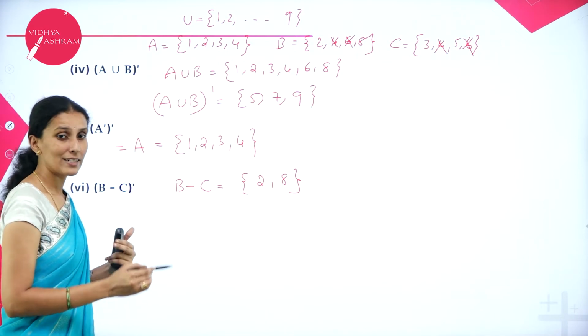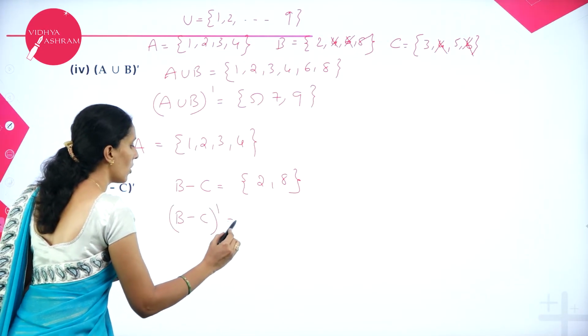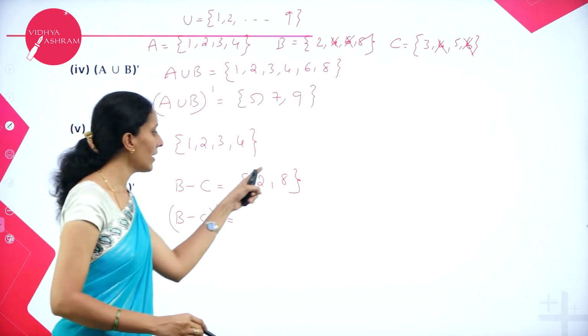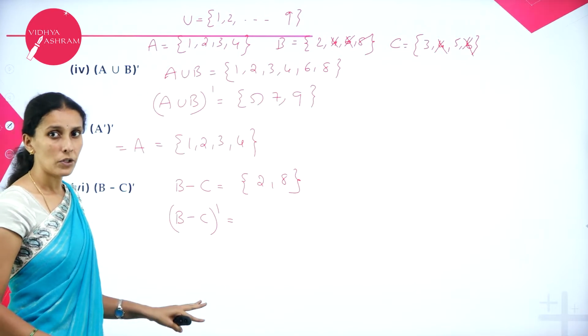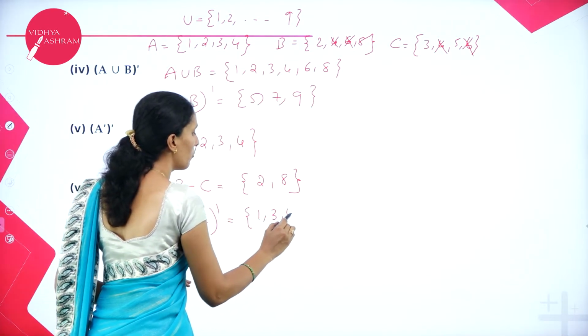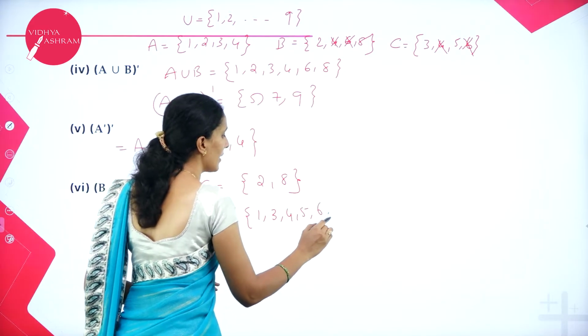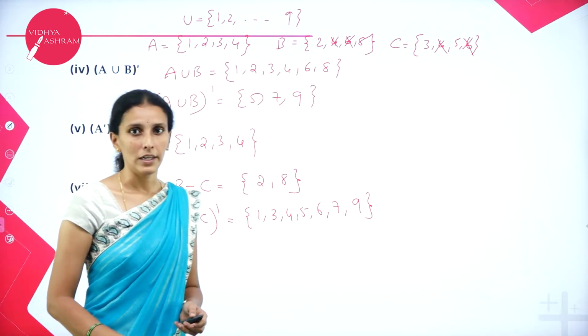We are not supposed to write B minus C. We are supposed to write its complement. So, let me take B minus C whole complement. Complement means leave the elements of B minus C and write the remaining elements from the universal set. So, 1, 3, 4, 5, 6, 7, 9. This is what you will get.